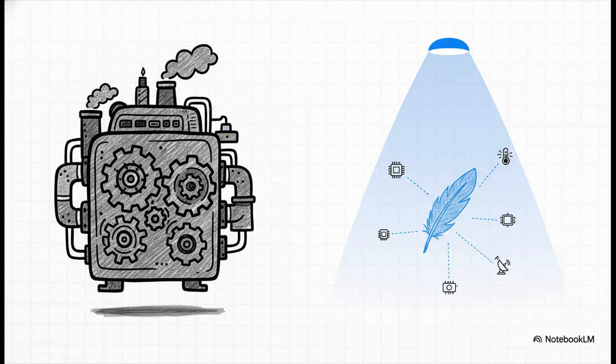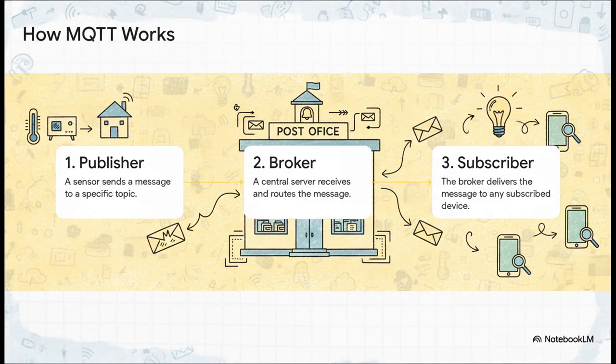MQTT. And here's a fun fact. It was actually designed way back in the late 90s to monitor oil pipelines. I mean, talk about a harsh environment. It's incredibly lightweight and efficient, which makes it absolutely perfect for those tiny power-sipping devices we've been talking about. The way MQTT works is just brilliant. Think of it like a digital post office.